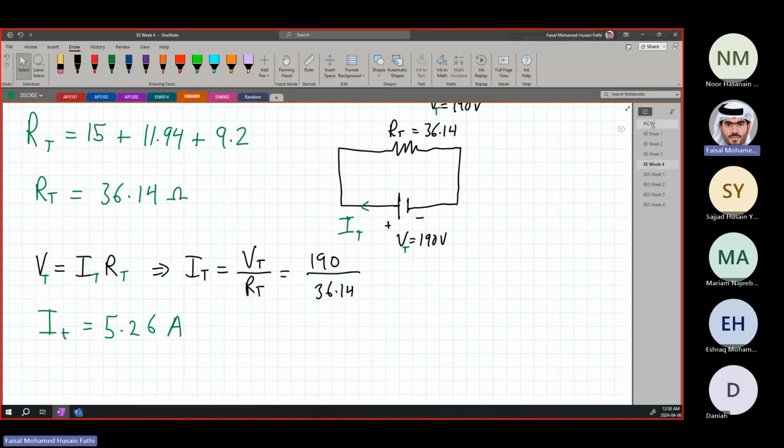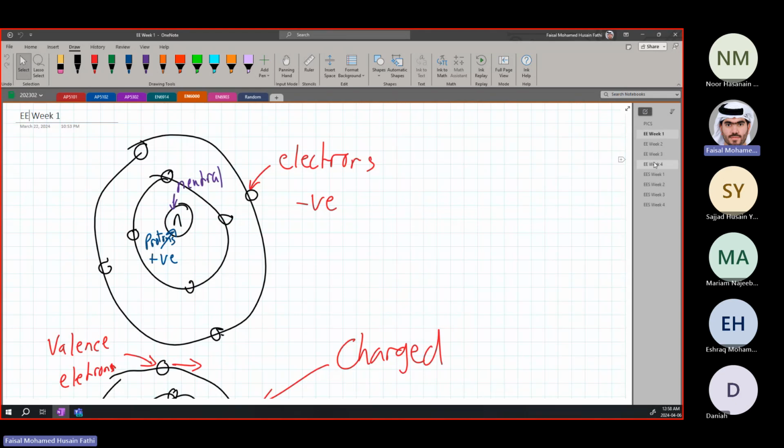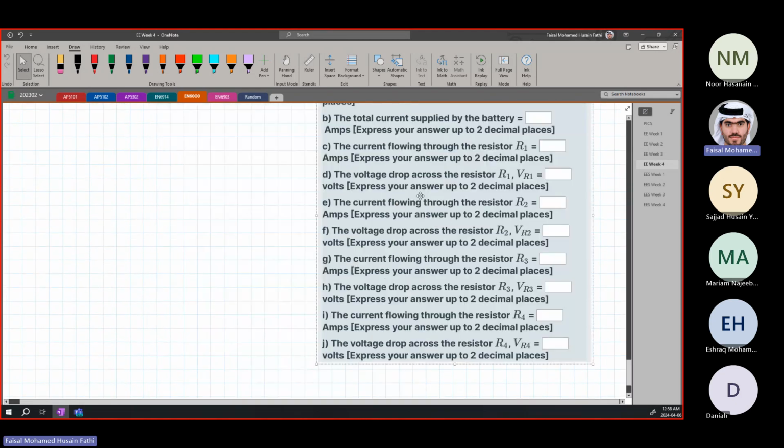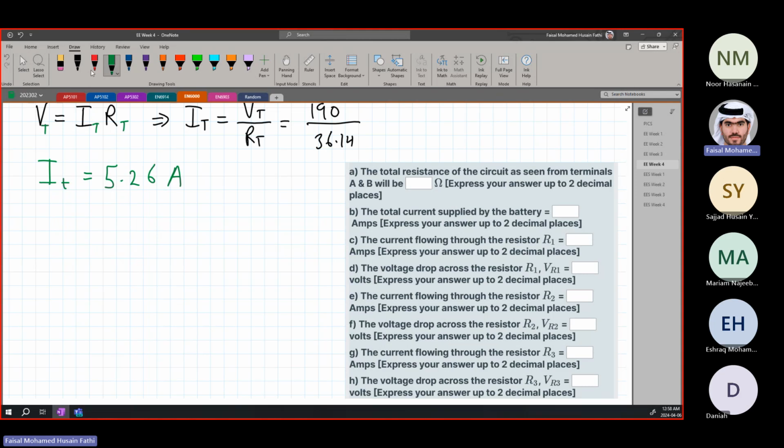Okay. Let's see what the questions are asking now. Whatever we solve, we're just going to ignore. So here it says the total resistance, we finished that. The total resistance is done. The total current supplied by the battery, it's done. We found it here. This is the total current. Okay, part B. This was part A.